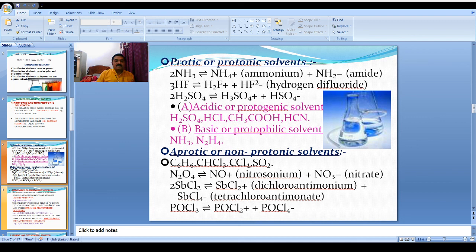Examples are benzene, chloroform, carbon tetrachloride, sulfur dioxide, and it gives the reaction of N2O4 forming nitrosonium and nitrate anion. Then antimony chloride: two molecules of antimony chloride form dichloroantimonium cation and tetrachloroantimonate anion. And the next reaction is POCl3. It forms POCl2 cations plus POCl4 anions here.